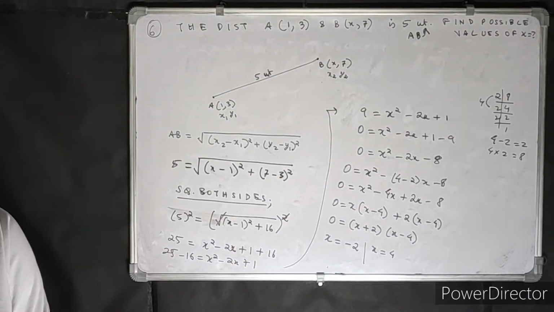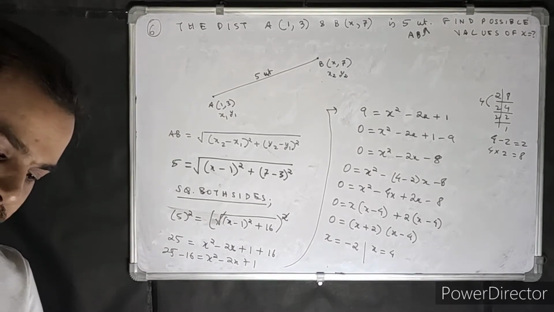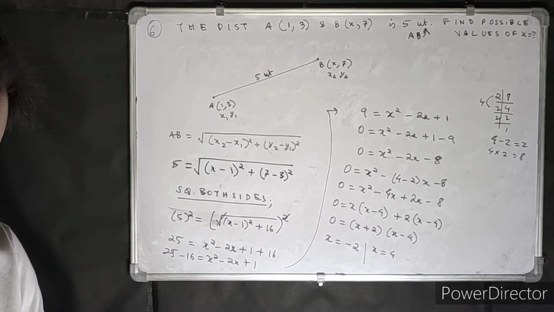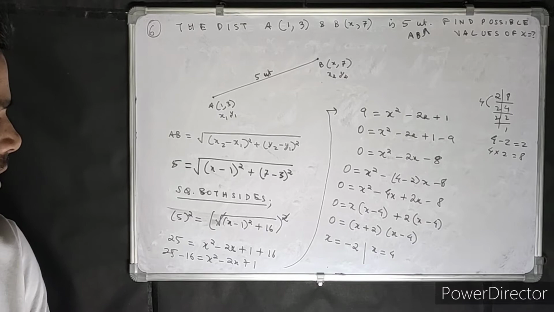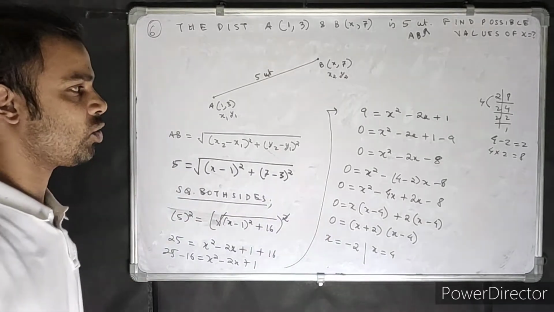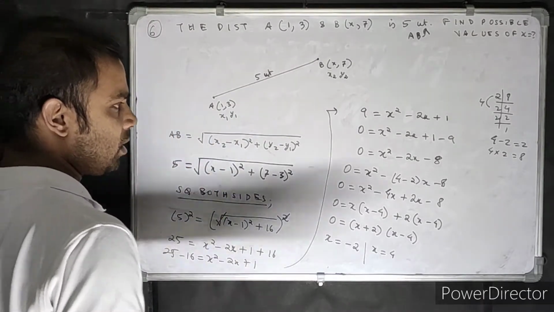Let's check the answer. Exercise 11.1, question number 6 is 4 or minus 2. Correct answers 4 or minus 2. That line shows it's or. Okay. So this is your question number 6. Question number 6, 1 mark, done.